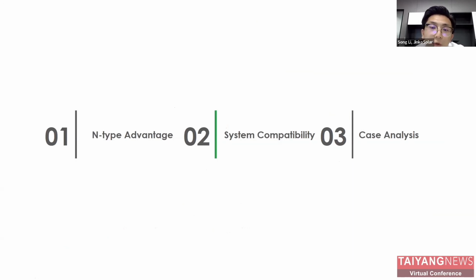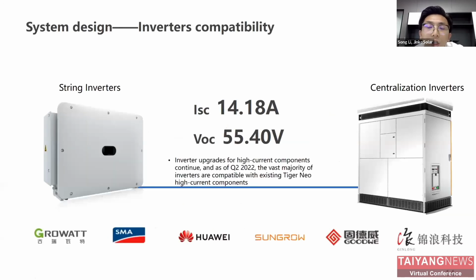And then let's move to the next part, the system compatibility of the N-type. First, the inverters. For the products of the current mainstream inverter manufacturers, whether string inverters or central inverters, they can be fully matched and installed. So there is no issue with inverter compatibility.